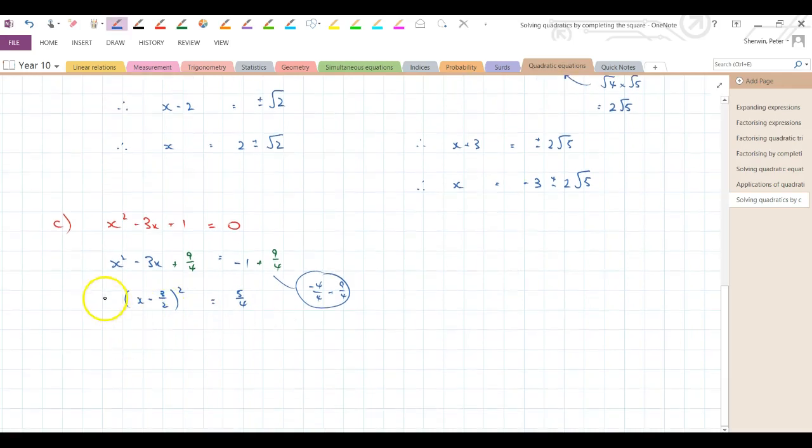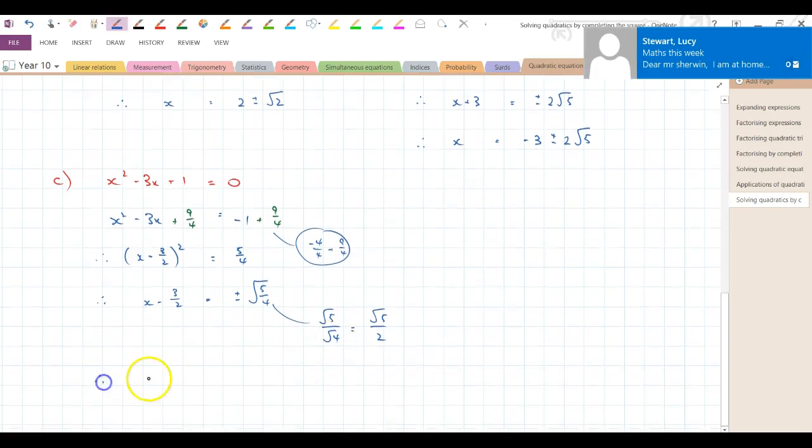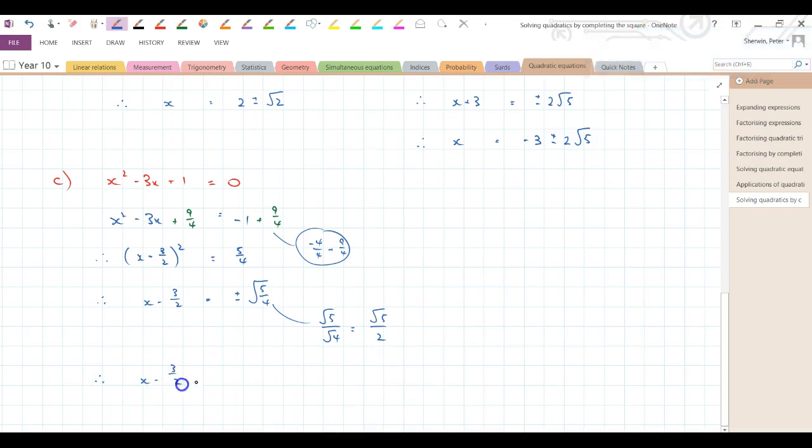Okay, now I'm going to take the square root of both sides. x minus 3 over 2 is equal to plus or minus the square root of 5 over 4. But we're going to improve on that, just like we improved on the root 20 up there. Root of 5 over 4 is equal to root 5 over root 4. And you should see that that improves to root 5 over 2. That's what root 4 is, it's 2. So let's rewrite this as x minus 3 over 2 equals plus or minus the square root of 5 over 2.